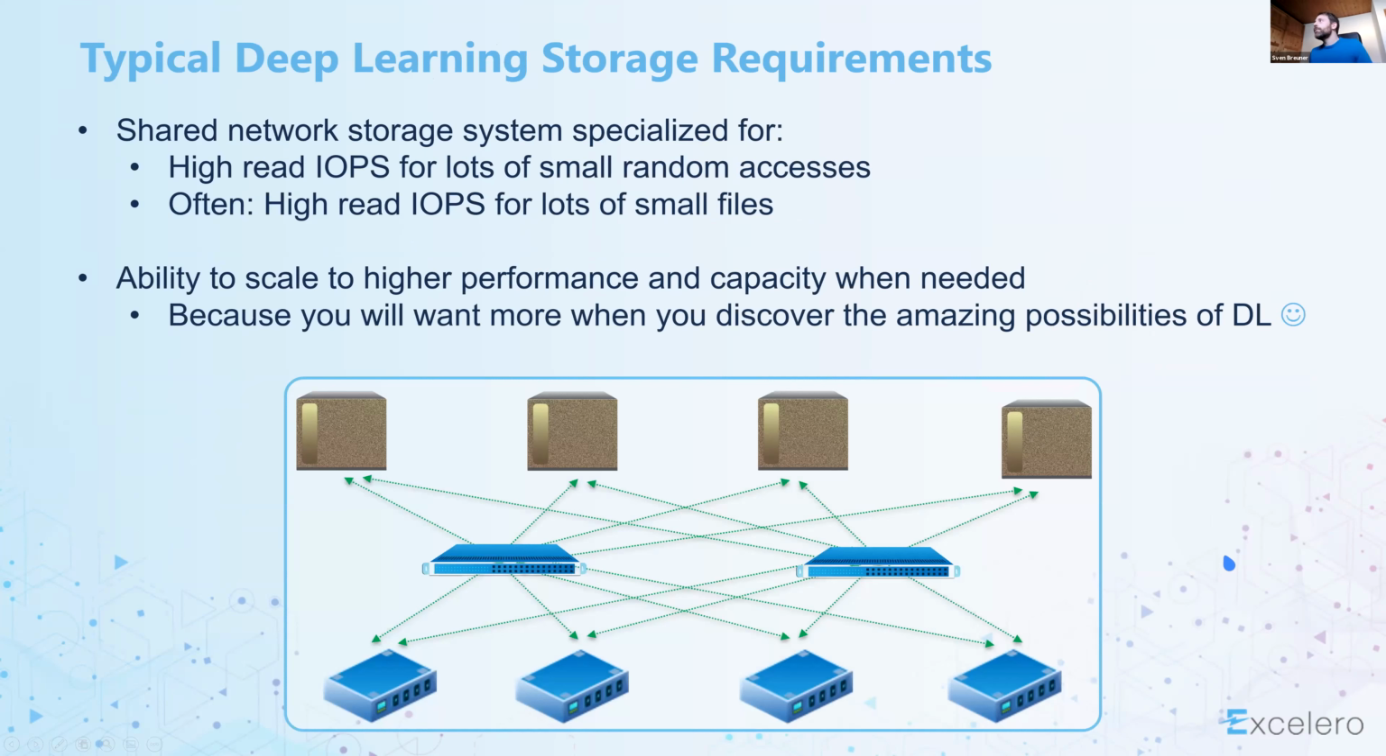So just to summarize, what are these typical deep learning storage requirements? When you're a data scientist, so that you can tell your system administrator to make sure the solution meets these demands, what you need are very high read IOPS for lots of small random accesses. All these small images, for instance.